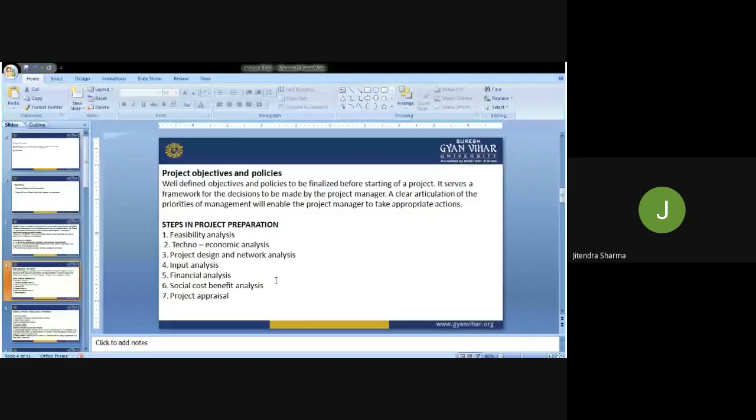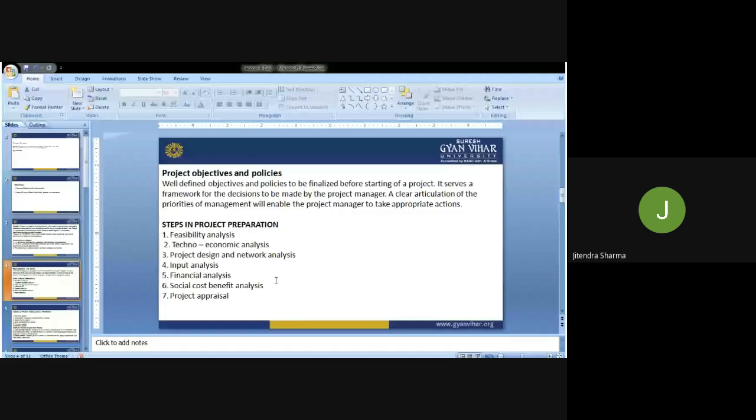So this is the objective and the policies of the project. Now, steps in project preparation. What are the steps required while we are formulating a project for any particular activity, either to enhance the business?